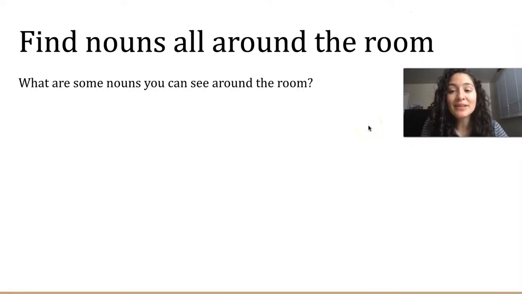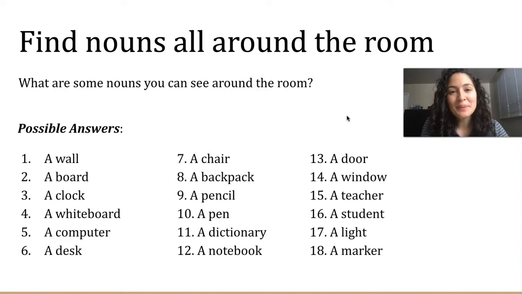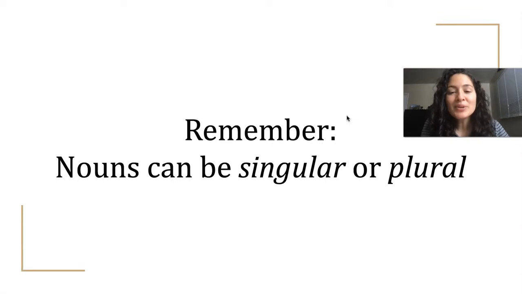Let's look around the room and answer the question, what are some nouns that you can see around the room? Here are some example answers that you can see in a classroom. When you use nouns, nouns can be singular, that means one, or plural, which means two or three or four, many, many, many. So nouns can be singular, one, or plural, many.